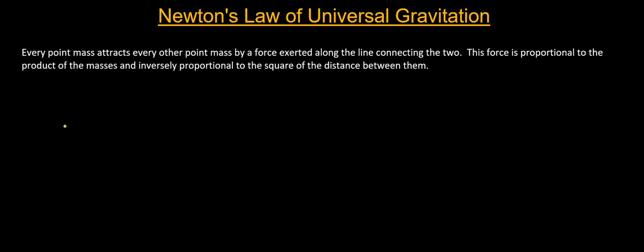So, what does Newton's law of universal gravitation say? It states the following. Every point mass attracts every other point mass by a force exerted along the line connecting the two. This force is proportional to the product of the masses and inversely proportional to the square of the distance between them. So, the force is given by F is equal to G multiplied by M1 multiplied by M2 divided by D squared.